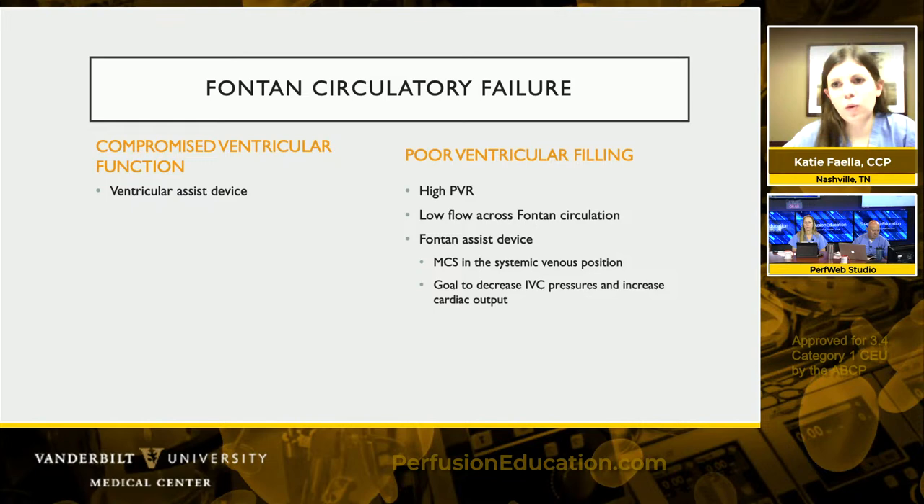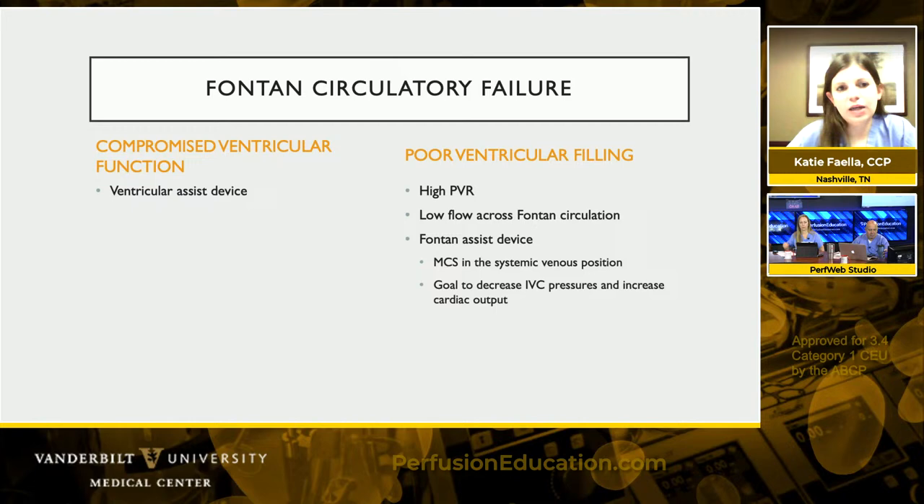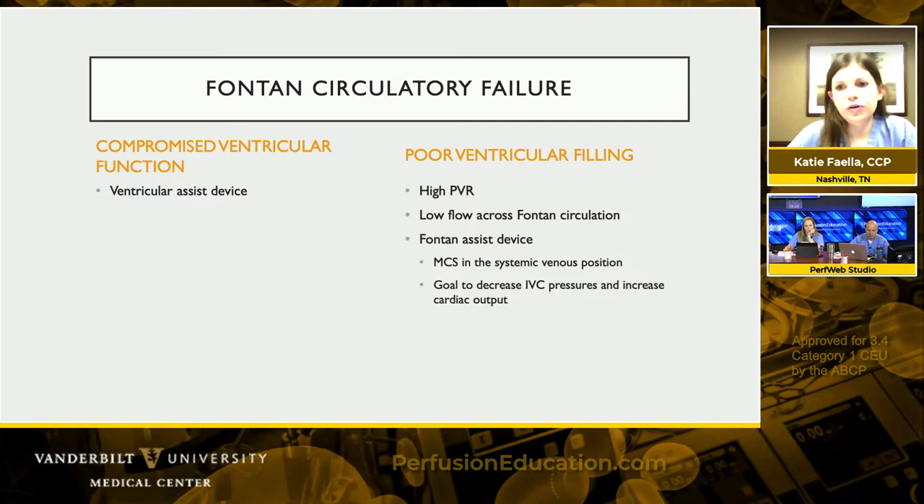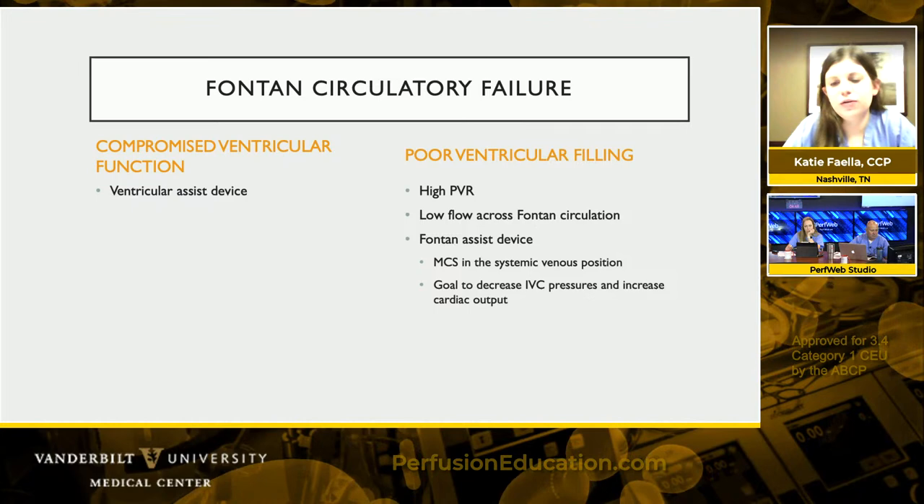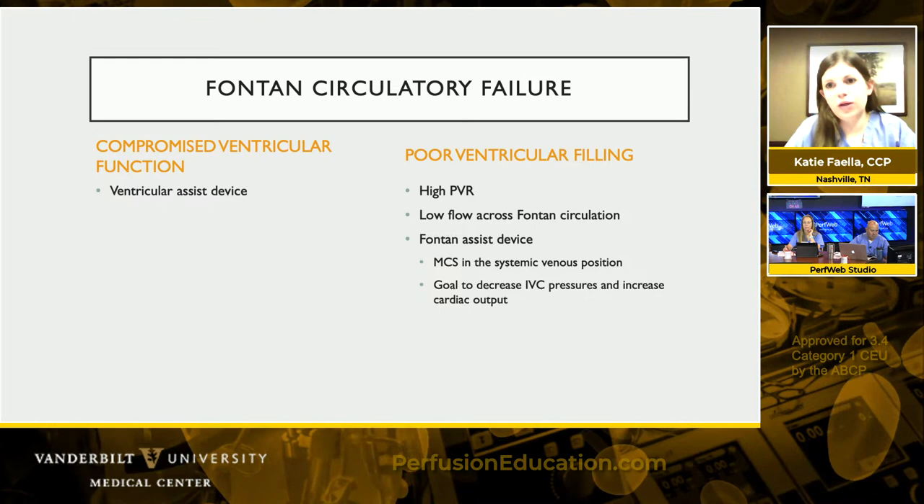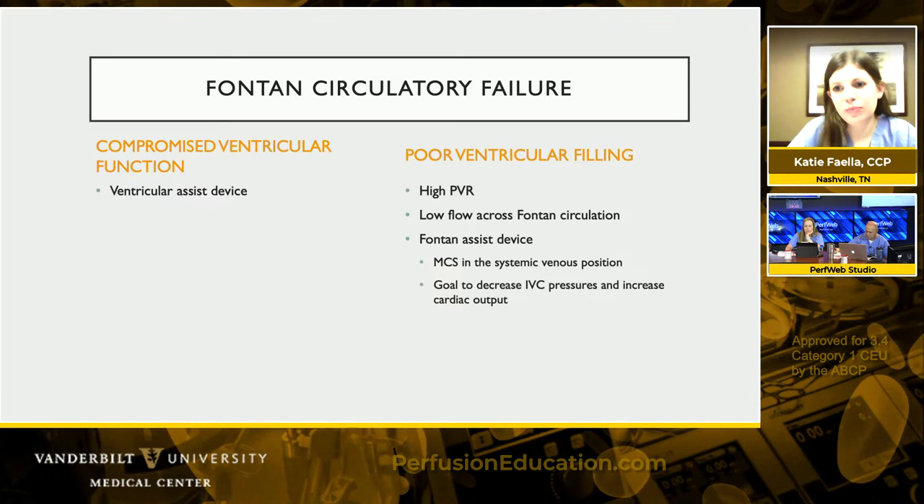So we talked about what contributes to Fontan failure, but really we have to think about it in kind of two different big categories. So you can have your Fontan failure mostly due to compromised ventricular function. So if your right ventricle or whichever ventricle is in the systemic position is failing, a typical ventricular assist device could be used. If your big issue is poor ventricular filling, so like what I talked about, we have that reliance on the preload. If you're not getting enough preload, then a traditional ventricular assist device really isn't going to help you because your function might be okay, but you're not getting enough volume. So we have to find a way to get you more volume.